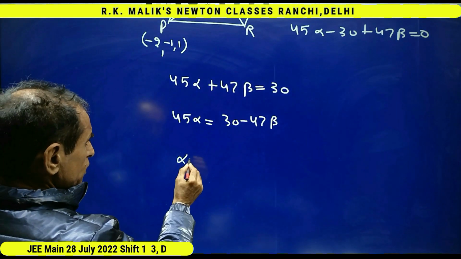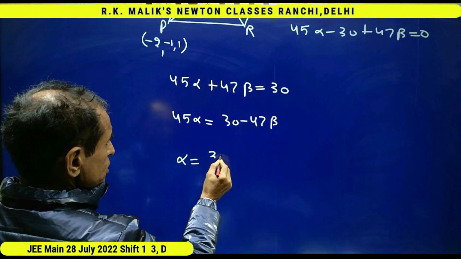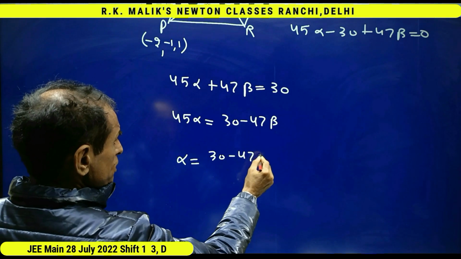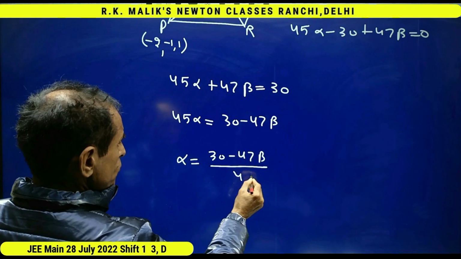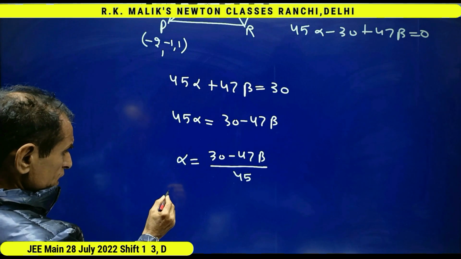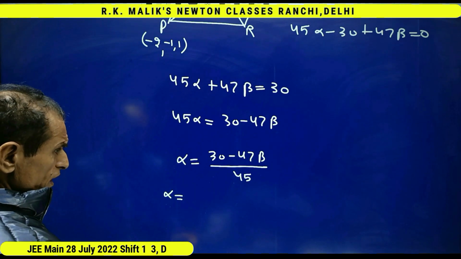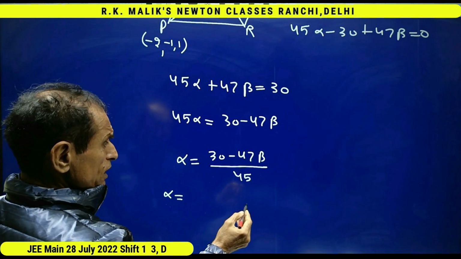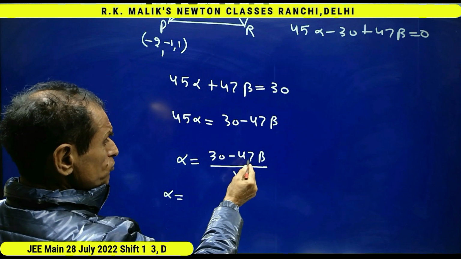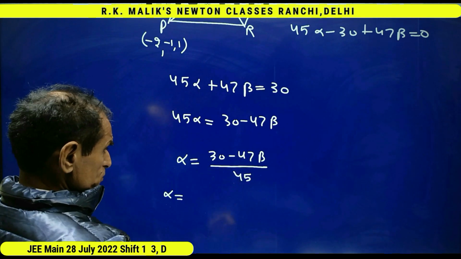And after that, alpha is equal to (30 minus 47 beta) upon 45. That is, alpha is equal to, and the next step is I will try to make the numbers in the numerator as small as possible.